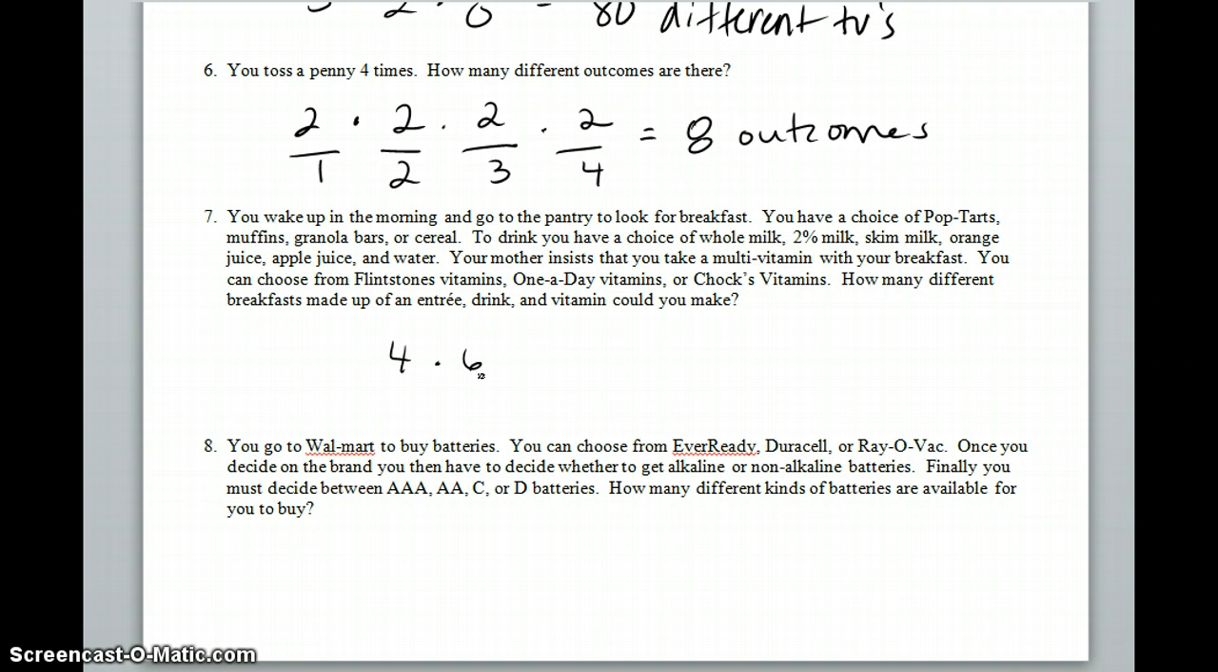And your mother insists that you take a multivitamin with your breakfast, and you can choose from Flintstones, which, by the way, were my favorite when I was a kid, 1 a day, or these other ones I've never heard of. So multiply by 3. Okay. So then you should get 72 different breakfasts.